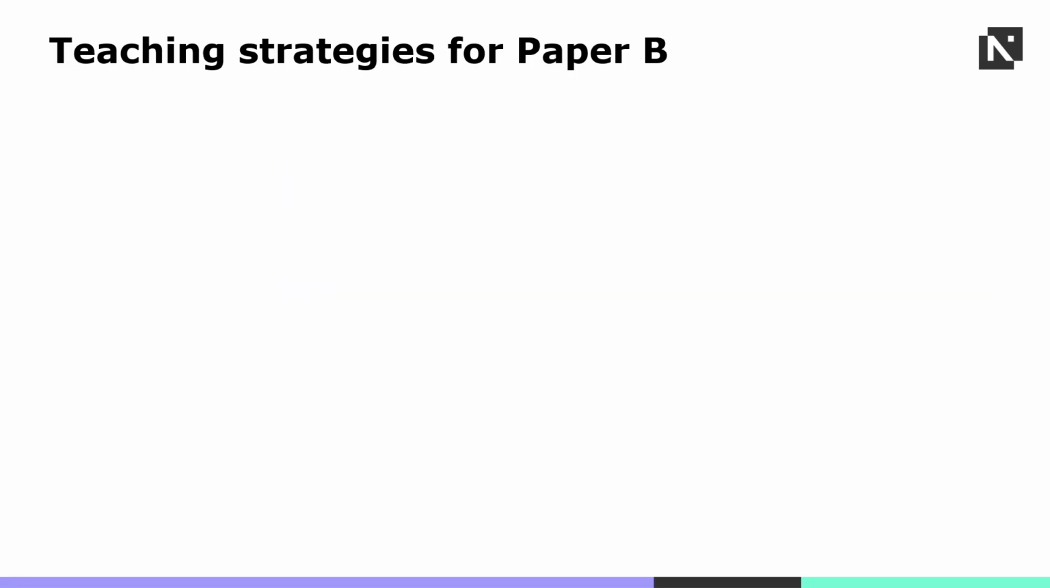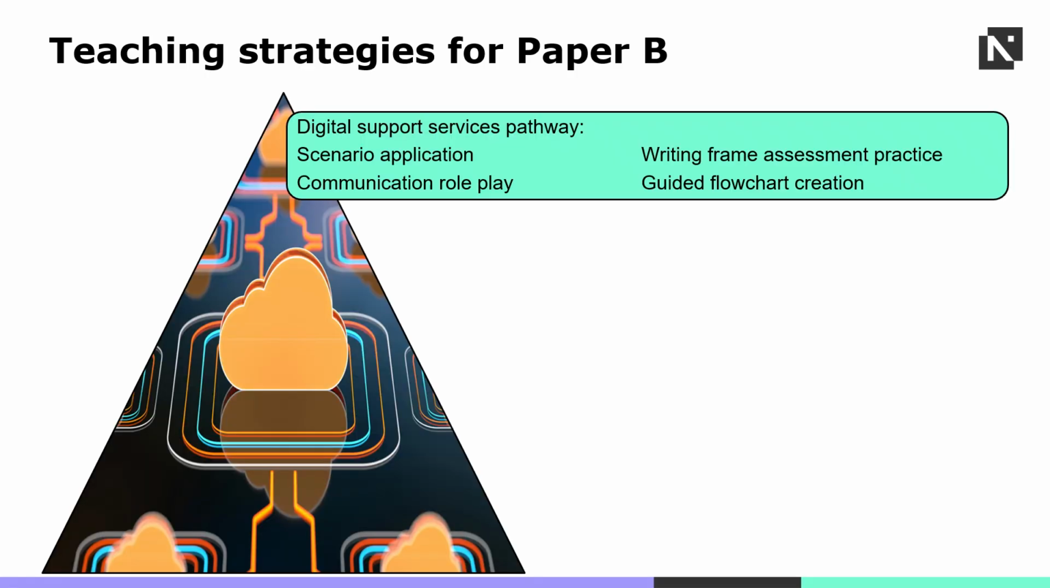And now moving on to some suggested teaching strategies for Core Paper B. So starting with section A, which is the digital support services pathway. Use scenario applications such as mock company support tickets, where students analyse fictional support issues and write responses linked to team roles and frameworks. You could use a 3-point writing frame where you model 3 distinct assessment points, for example, benefit, impact and conclusion. And get students to use communication skills in context.